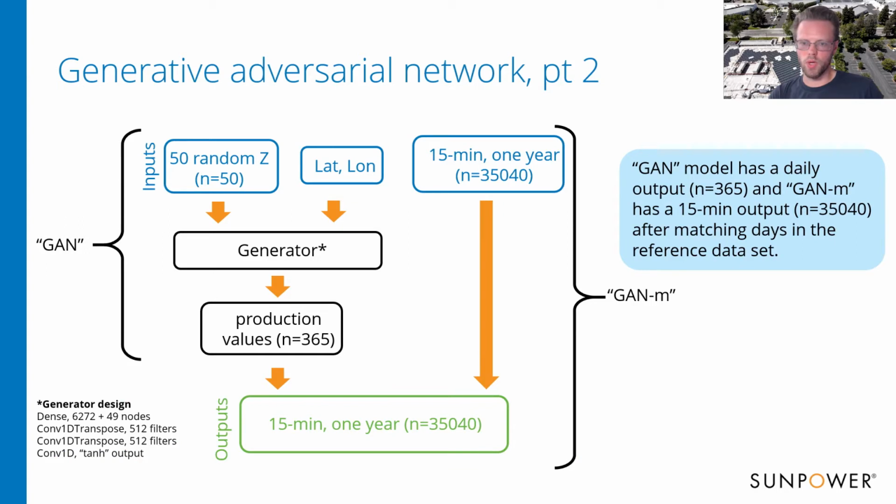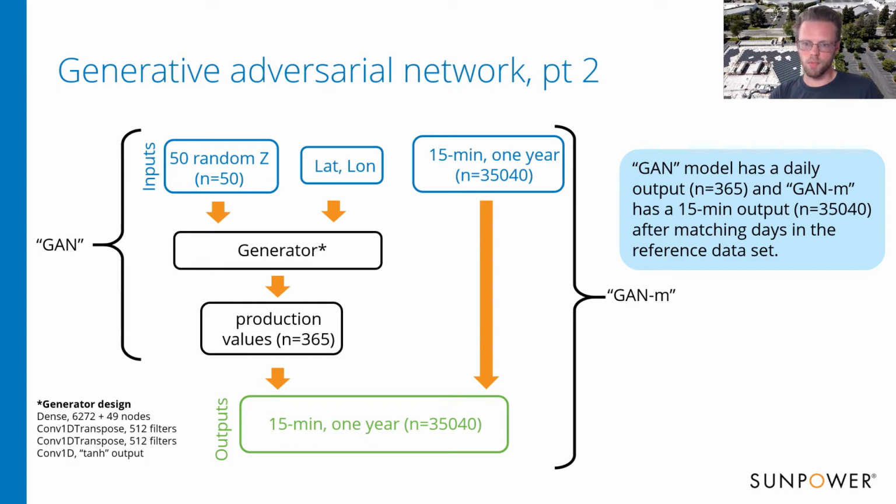So for our case, the way we use the generator is we're giving it 50 random numbers plus the latitude and longitude, and it's outputting daily production or insolation values, so 365. And we call this intermediate output GAN. But if you want to process it into 15-minute data, that's where we use the 15-minute reference file that's provided.